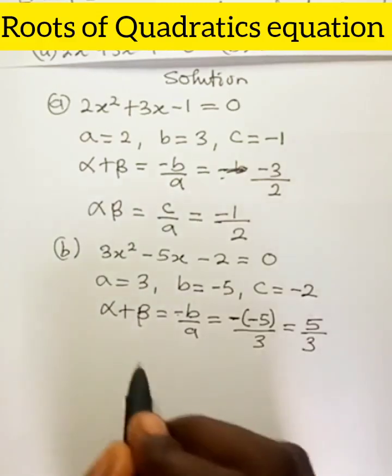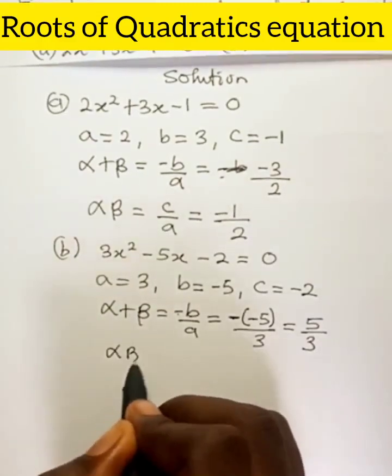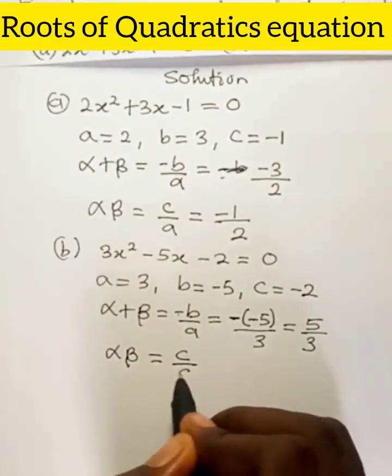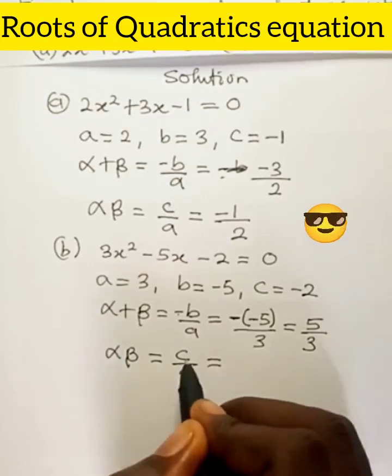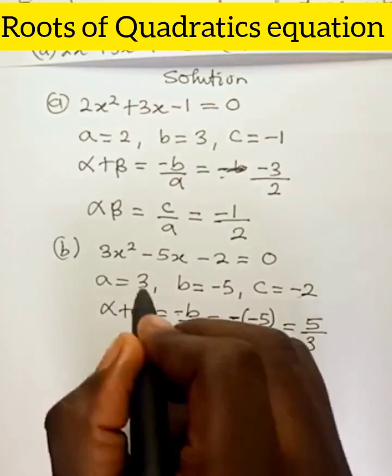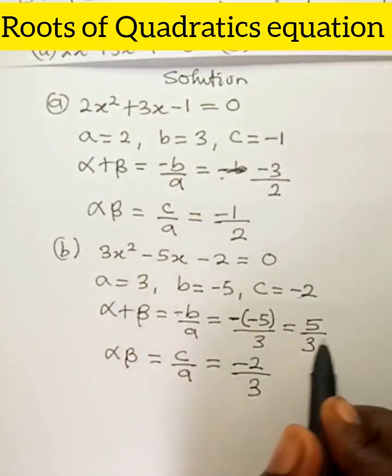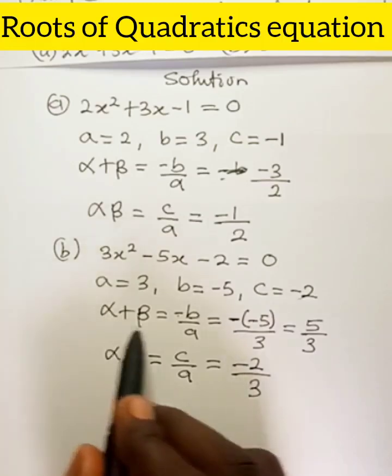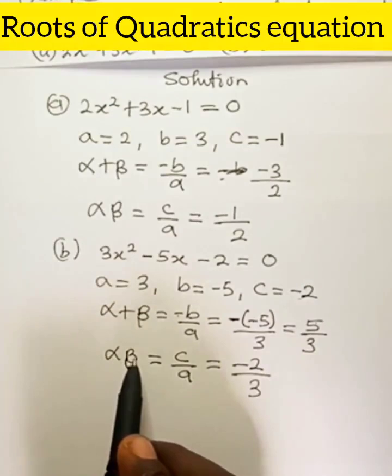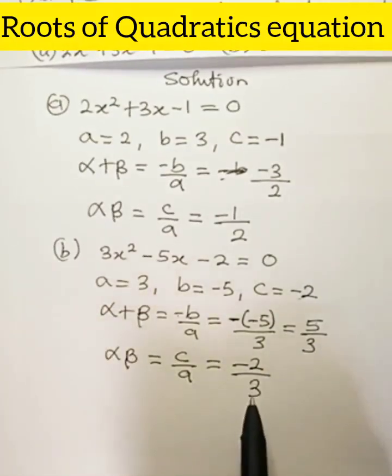Then you have alpha beta equal to c over a. My c is -2, put -2 down, and my a is 3. So we've gotten the value of the sum of roots, which is 5 over 3, and the product of roots, which is -2 over 3.